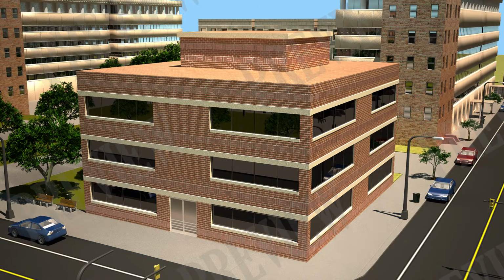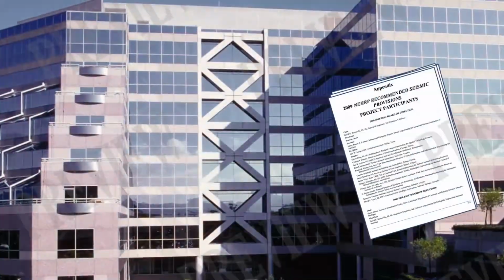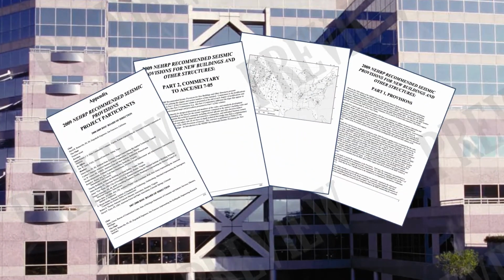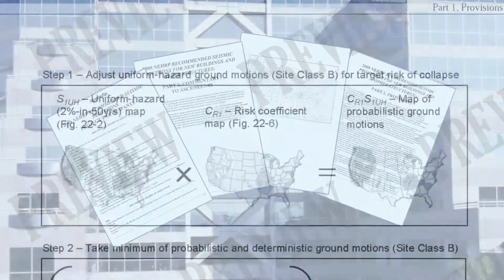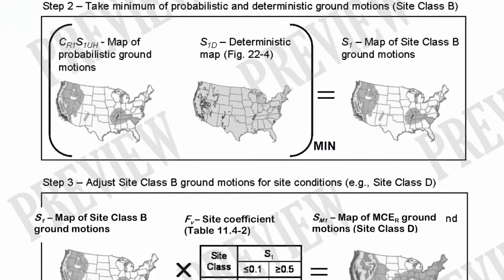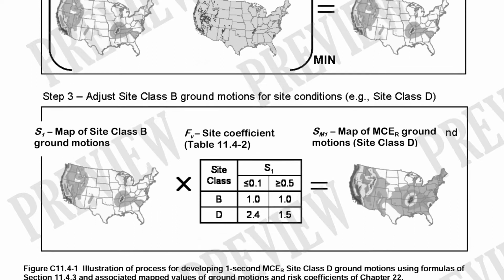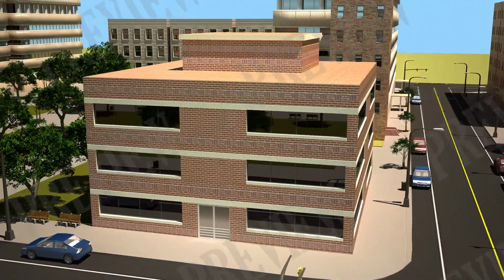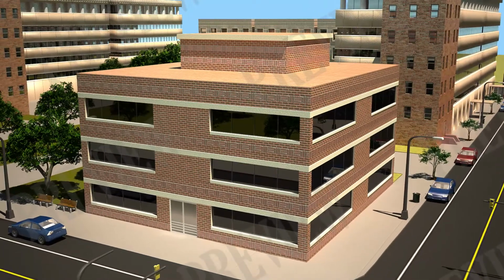To help accomplish this goal, the NEHRP recommended seismic provisions for new buildings and other structures, FEMA publication P750, is developed for FEMA through the Building Seismic Safety Council and serves as a resource used by codes and standards organizations to create seismic-resistant design and construction requirements.